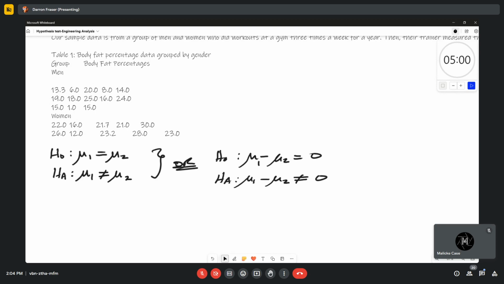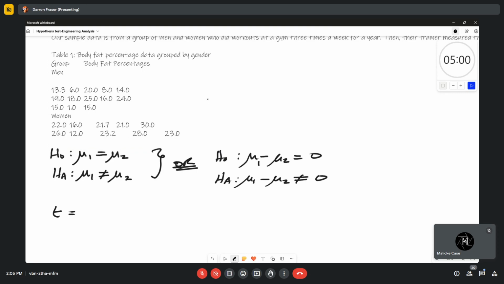So in other words, what we are saying is: is the body fat that is seen in women equal to the body fat that you see in the men after they work out at the gym? Well, my cursory look at the data would tell me that the women are greater than the men. But then statistically, maybe that is not so. So what we're going to do, here is the thing now.